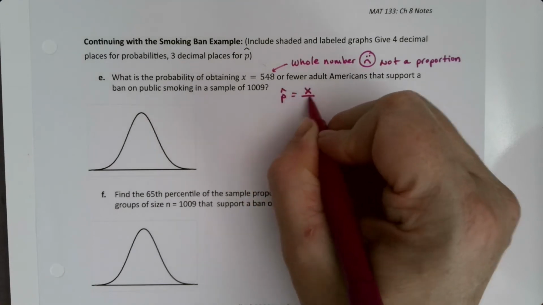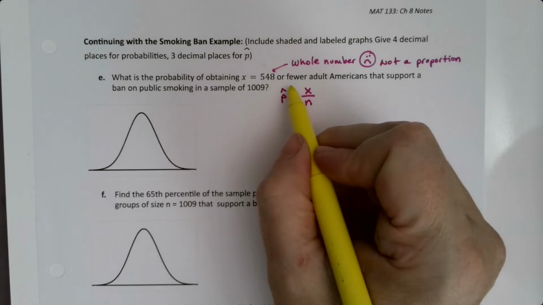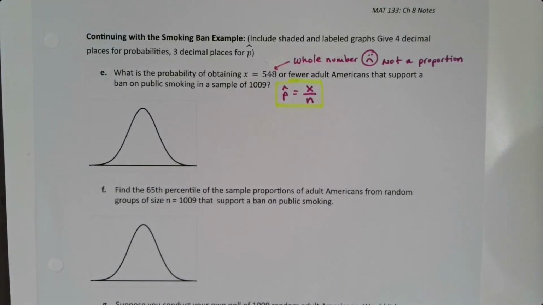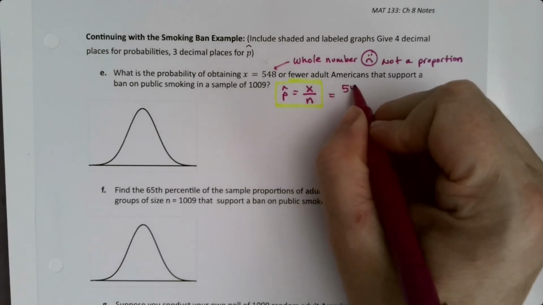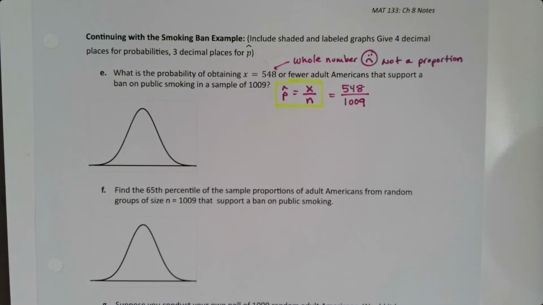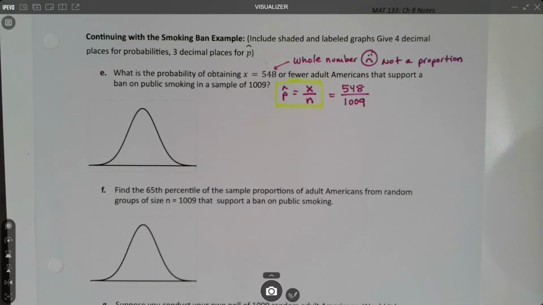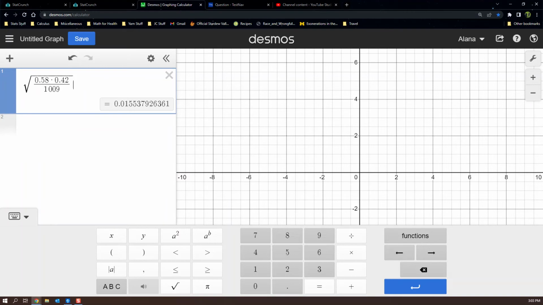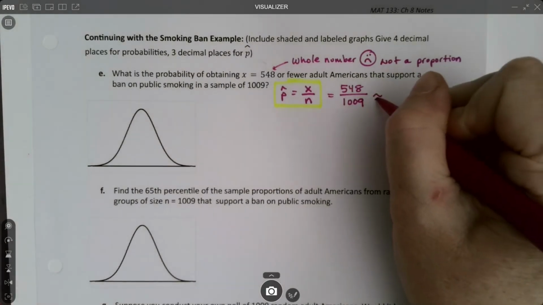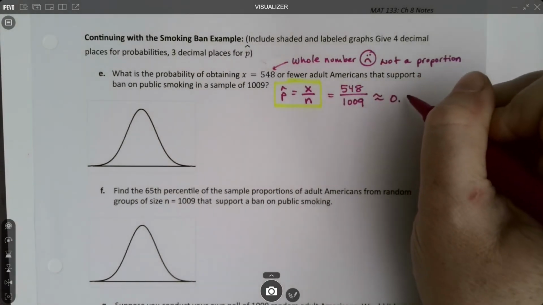p hat equals x over n. That's a formula we know. So p hat equals x over n, which is 548 divided by 1009. Now we're getting somewhere. And I can go find that value with Desmos. So 548 divided by 1009 is 0.5431, repeating for a couple decimal places. So it's 0.543.